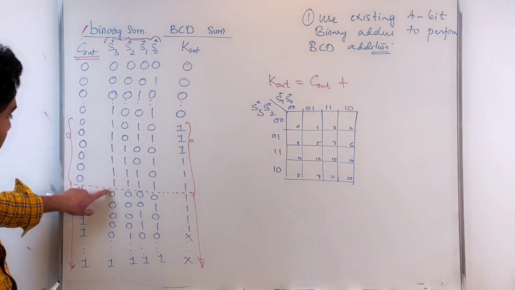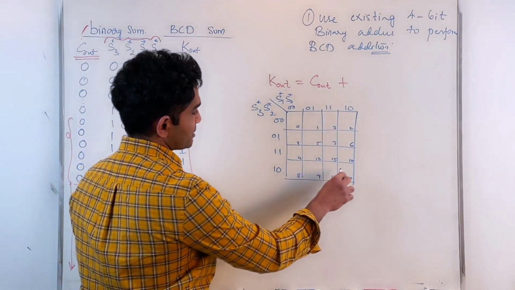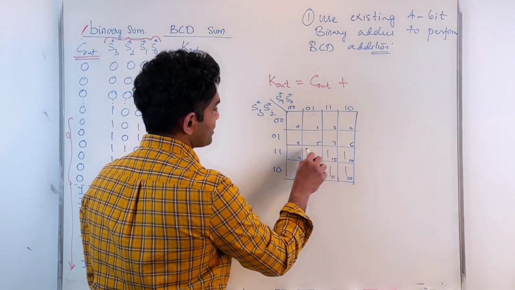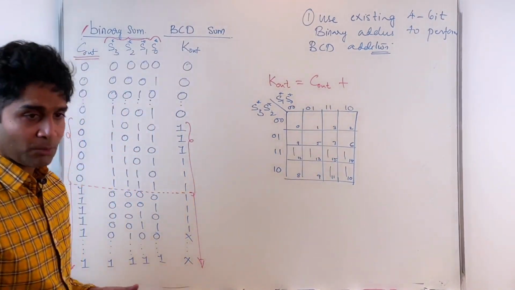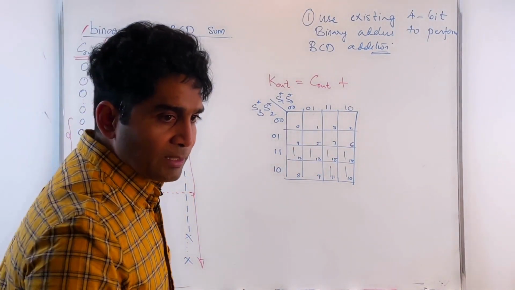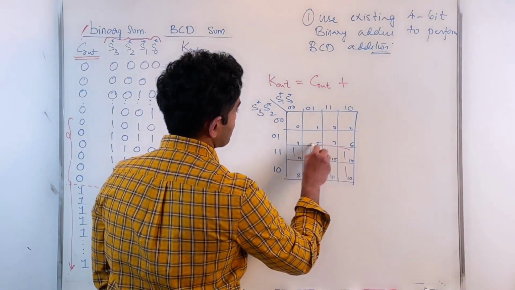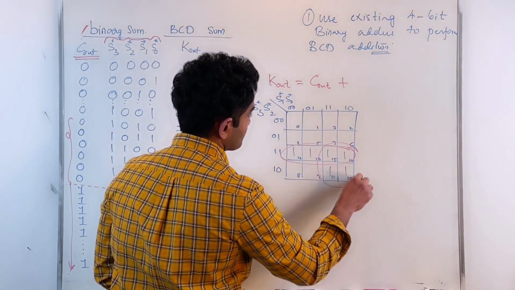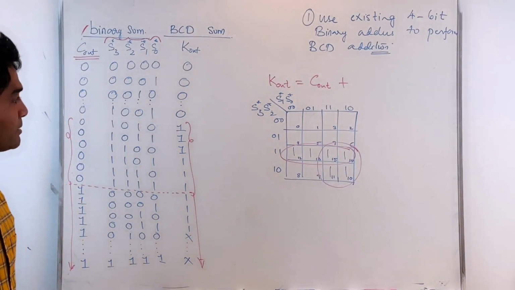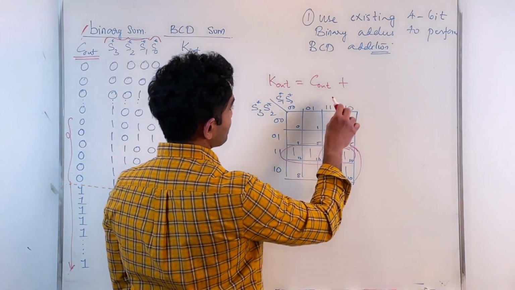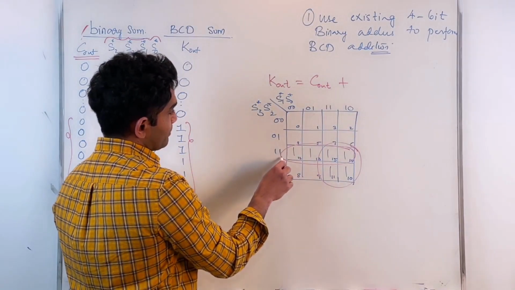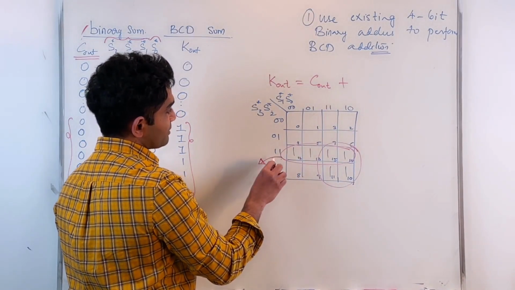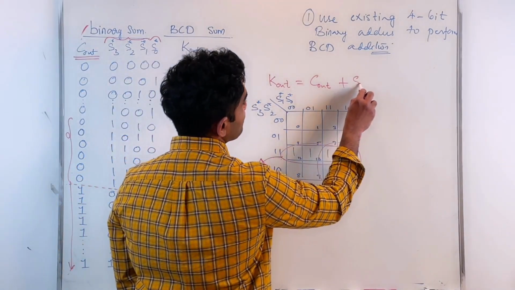10 through 15, that should be a 1, right? So this is what I get for the K map. Combine them. All right. And my K out, or the product term corresponding to this combination, is S3 star, S2 star.